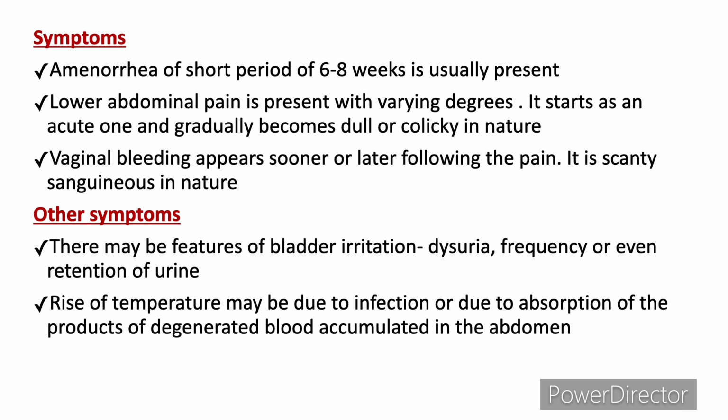Other symptoms may be features of bladder irritation, dysuria, frequency or even retention of urine. Rectal tenesmus may appear, especially following the infected hematocele. Rise of temperature may be due to infection or due to absorption of the products of degenerated blood accumulated in the abdomen.